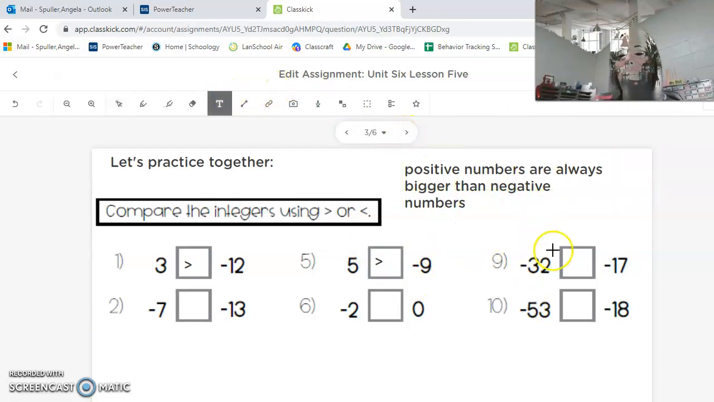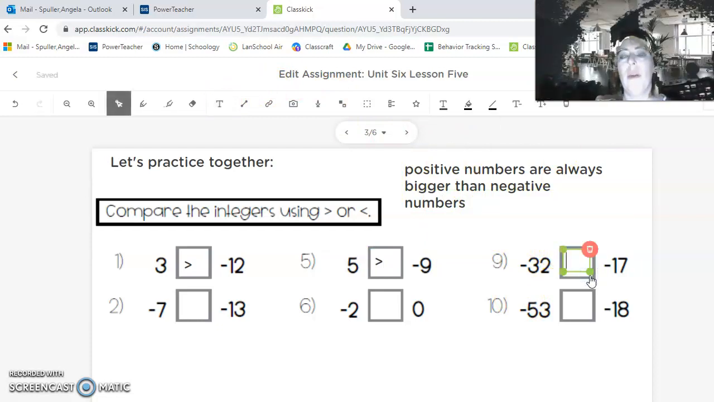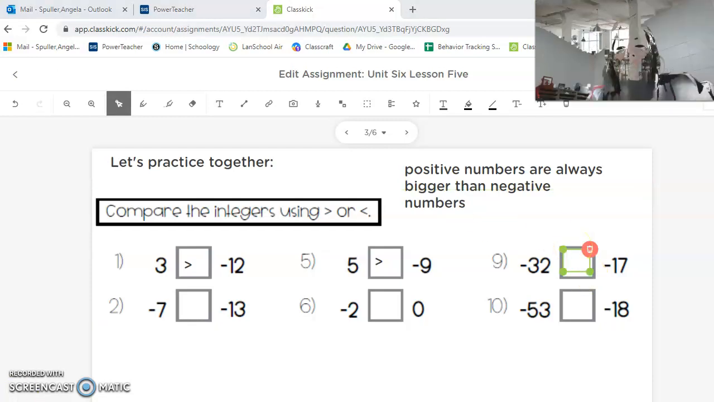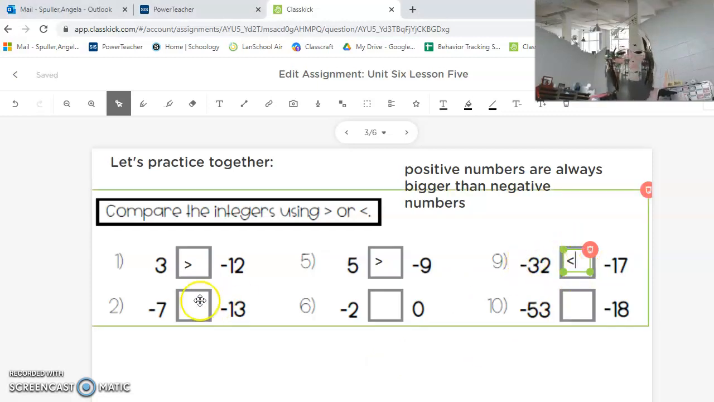All right, so looking at -17 and -32, which one's bigger? Well, -32 is owing a lot more money than -17. So think about it. Which one will you have more of if you pay a bill? If I have to pay a bill with $32, I have less money than if I spent $17. So this one is less than. -32 is less than.